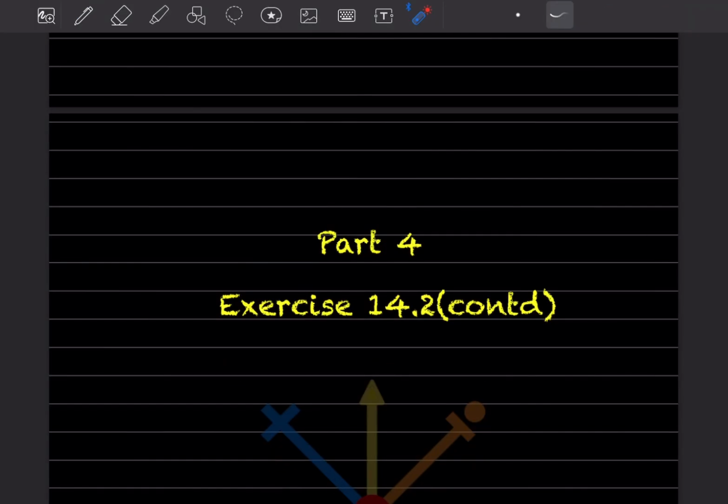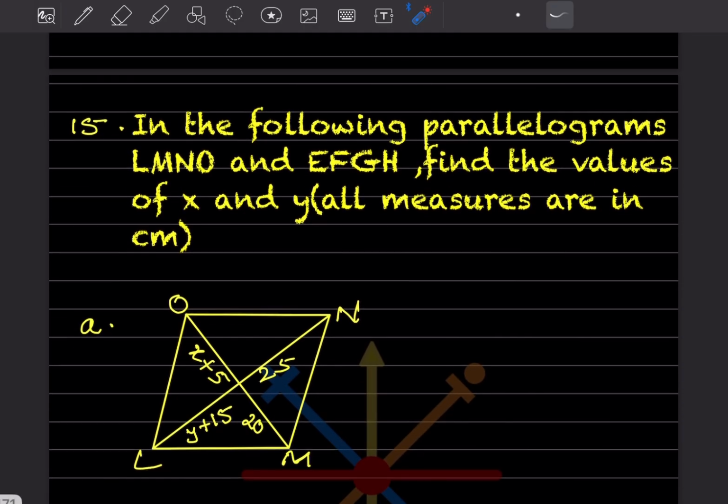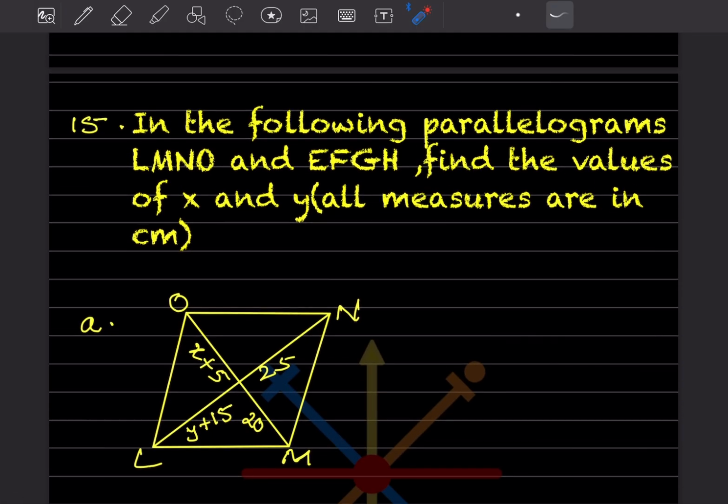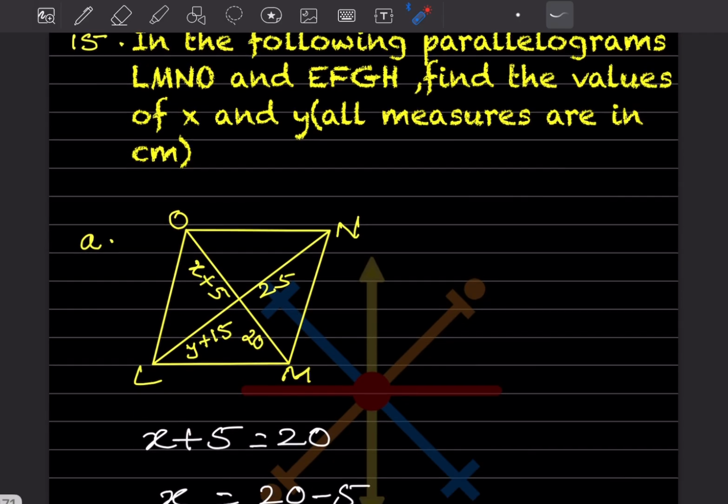So today we'll start with part 4. We'll continue with the 14.2 exercise. So we'll see question number 15. In the following parallelograms, L, M, N, O and E, F, G, H, find the values of X and Y. All measures should be in centimeter.